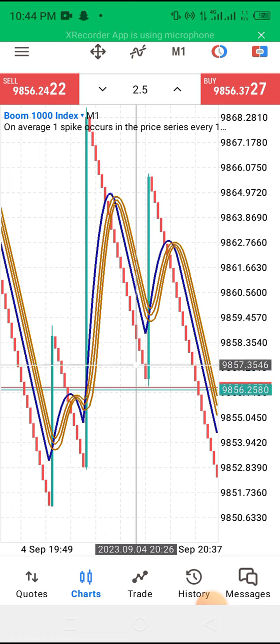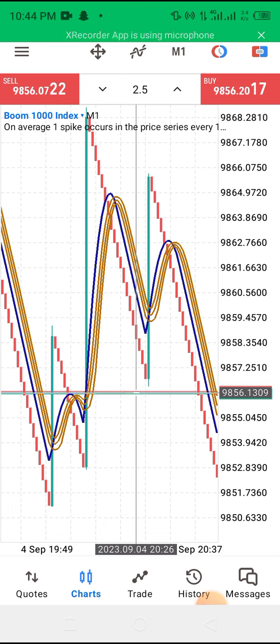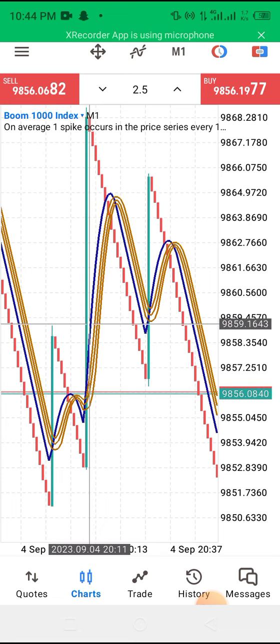Why? Because the trend is actually an uptrend. An uptrend on boom means that you have a series of spikes happening. That is why the market is actually pushing up, because without spikes the market can't go up. So when you see the market going up, that means we have a series of spikes happening, and it's not safe for you to trade at that point.